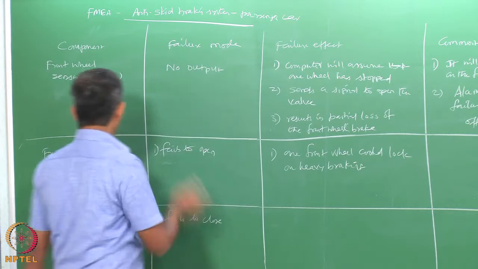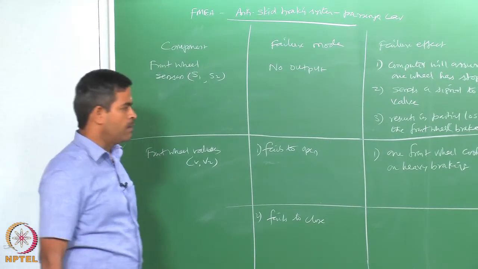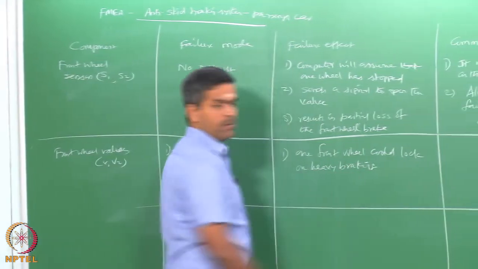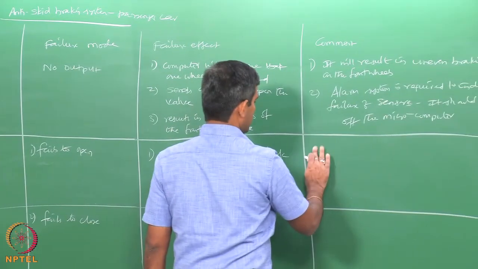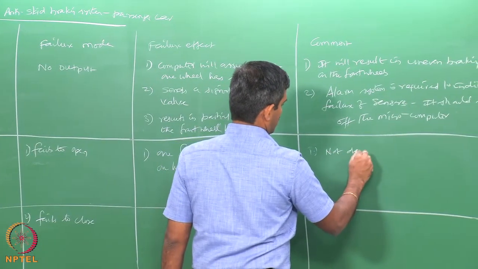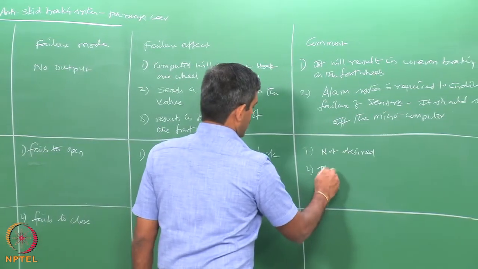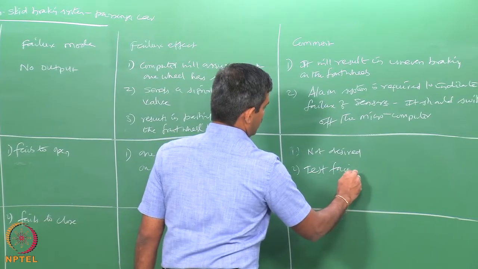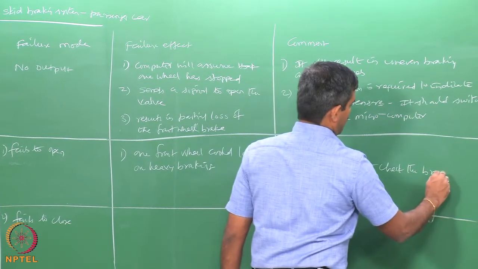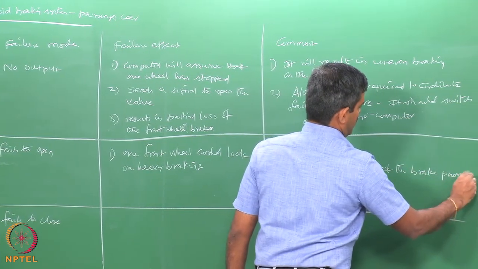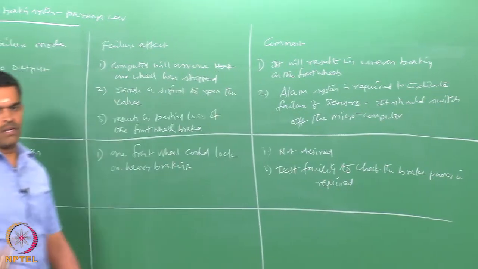Because depending upon whether V1 is not opening or V2 is not opening, the corresponding wheel could lock on heavy braking. That is not desired. So, the recommendation could be a test facility to check the brake power is required. One has to examine this independently.